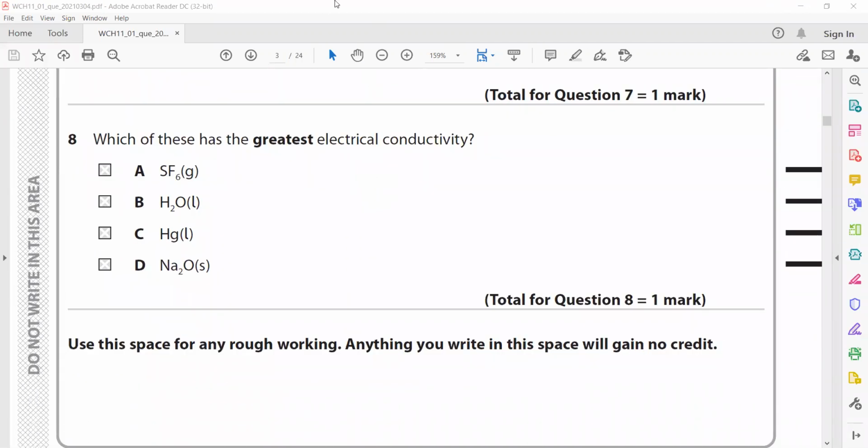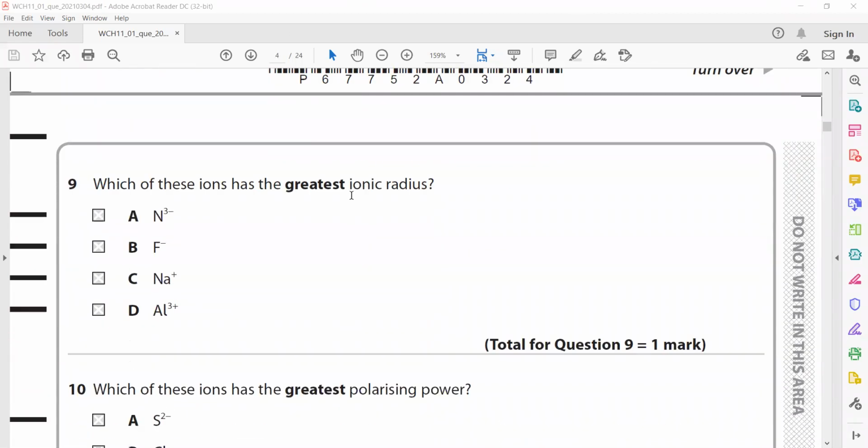Which of these has the greatest electrical conductivity? SF6 is simple molecular and does not conduct, water does not conduct, mercury metal in a molten state will conduct, and sodium oxide, an ionic compound in solid state, does not conduct. It should be in a molten state to conduct.